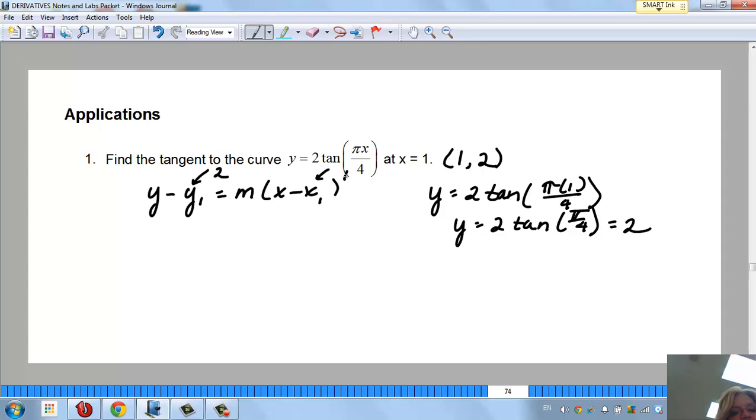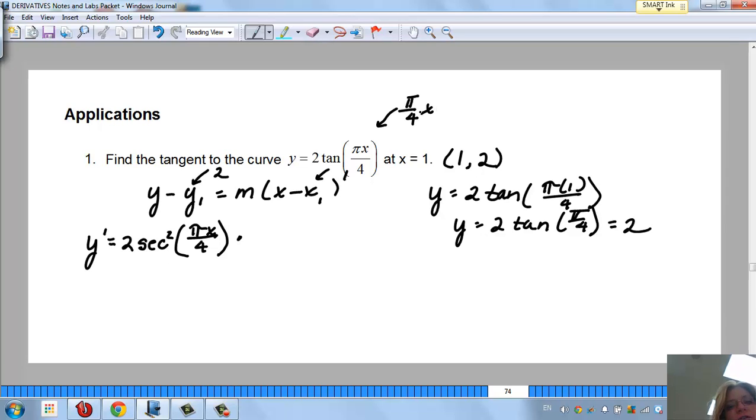Well, the slope is going to be the derivative of this. So I'm going to do y prime. If I do the derivative, it's going to be 2 times, and the derivative of tan is secant squared. Don't touch the baby, so I'm going to leave this alone. Then we have to do times the derivative of the inside, and you can really write this as (pi over 4)x, because pi over 4 is a constant, so you can put it in front of the x, and I would do the power rule on this, and it would be times pi over 4.